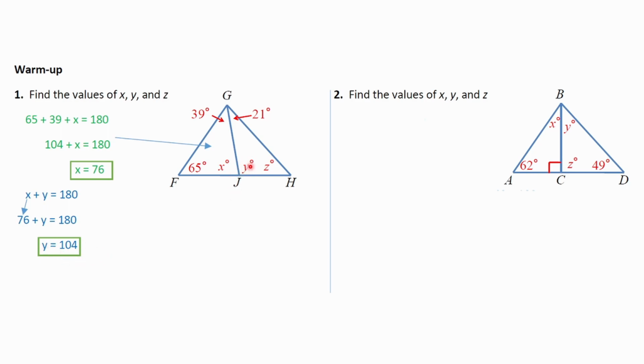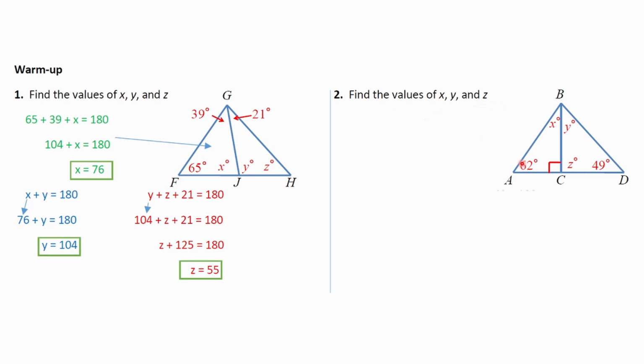Now that we have the value of y, we can use that and the value of 21 to solve for the value of z. We're going to set it up much like we did with solving for x. Y and z and 21 are all part of this right interior triangle, so they need to add up to 180 as well. Y we know is 104 from our previous work, so we have 104 plus z plus 21 equals 180. Combine like terms to get z plus 125 is equal to 180. Finally, we subtract 125 from both sides, and we get z is equal to 55.